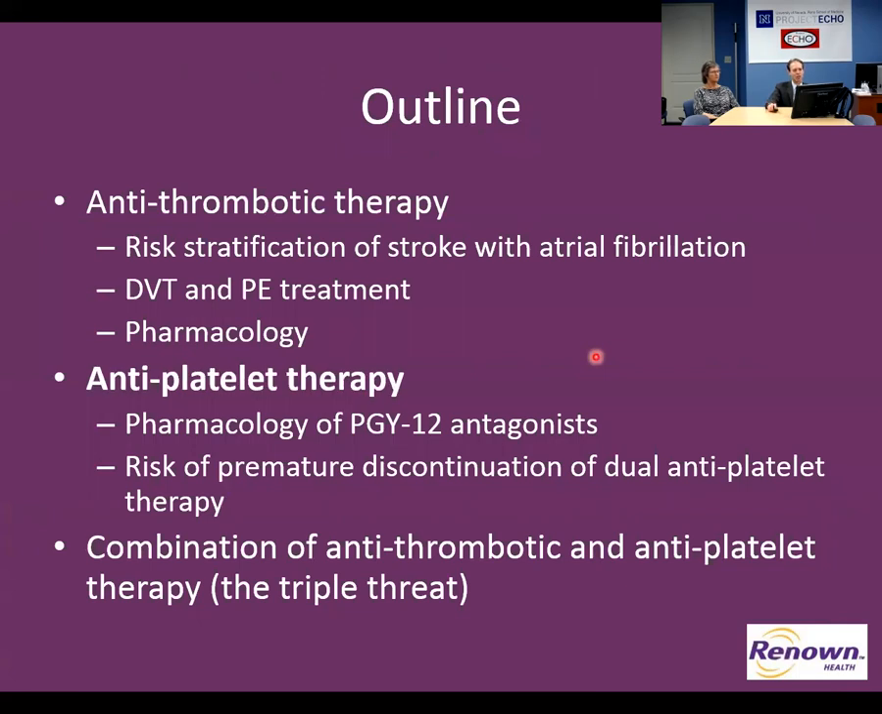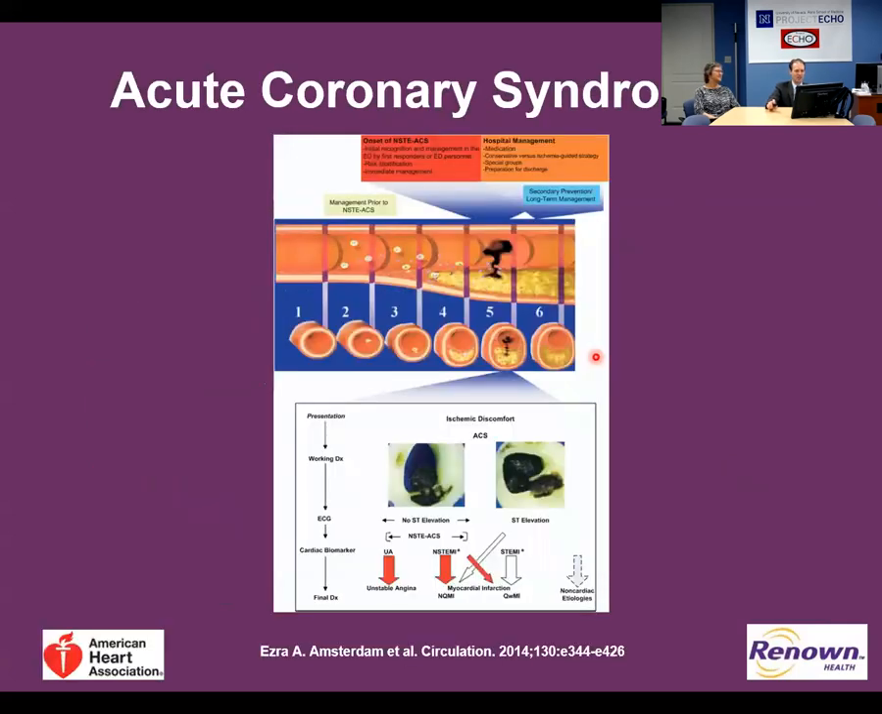Okay, so that's anti-thrombotic therapy. And so now we'll get into anti-platelet therapy, and then we'll put them together and make people really bleed, as we often do.